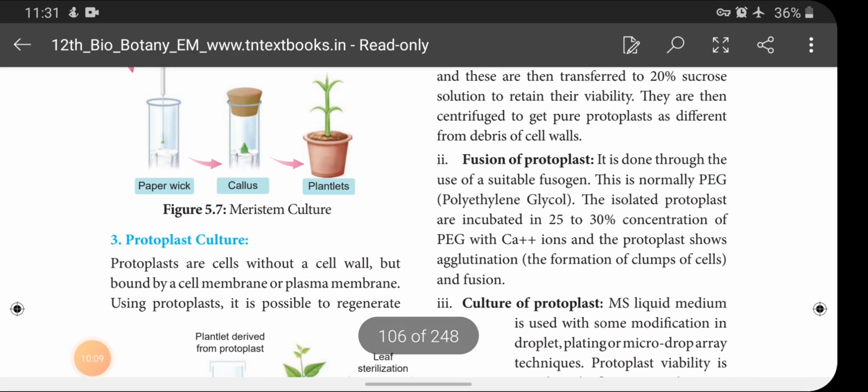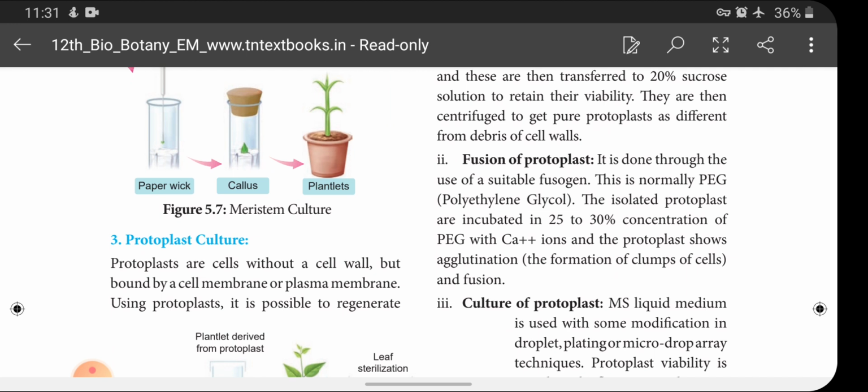Next, fusion of protoplast. It is done through the use of a suitable fusogen. This is normally polyethylene glycol, that is PEG. The isolated protoplasts are incubated in 25 to 30% concentration of PEG with calcium ions, and the protoplasts show agglutination, that is formation of clumps of cells, and fusion. So first we have to isolate the protoplast from the leaf tissues, and then next we have to fuse the protoplast, that is fusion of protoplast.